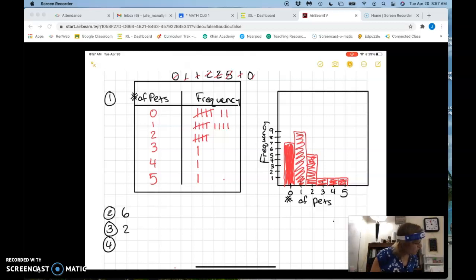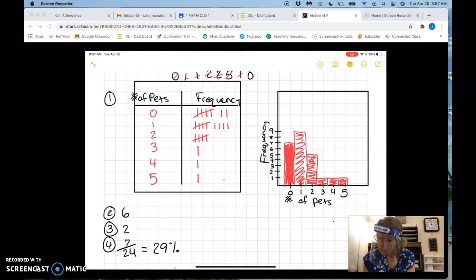To the nearest percent, what percent of families own no pets? So how many families own no pets? 7. And how many families are involved in this survey altogether? We have to count that up real quick. 7 people own 0 pets out of 24 total people that were in this survey. So we're going to just divide that out to get the percentage, and that equals 29%. Okay? So write that down.